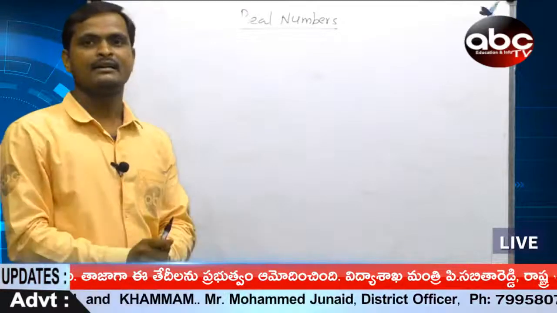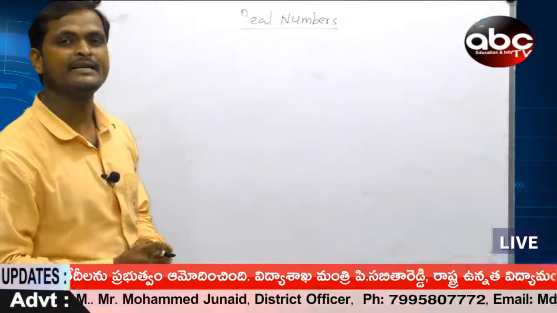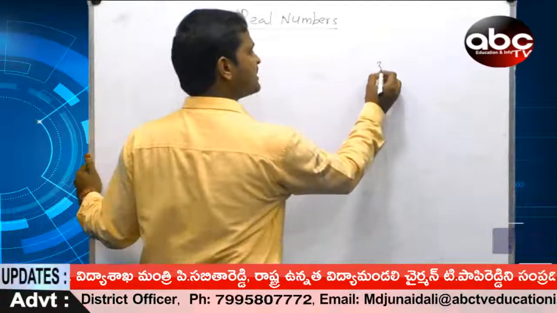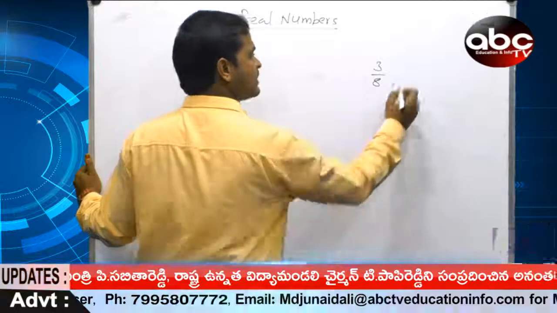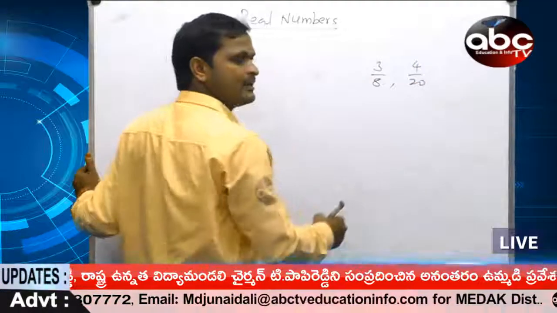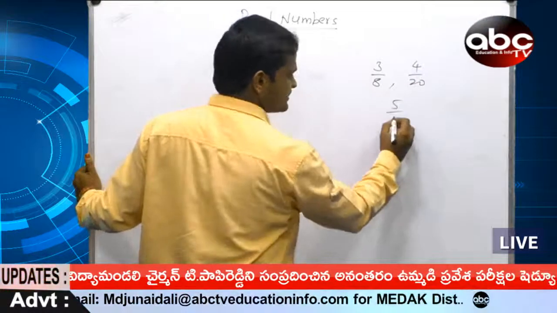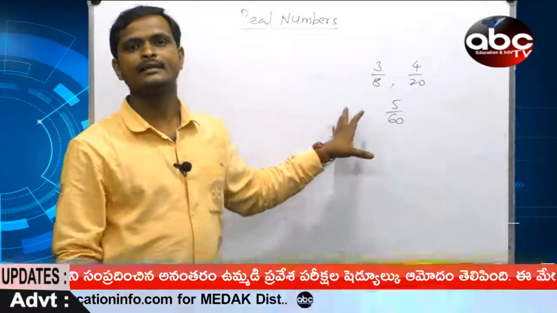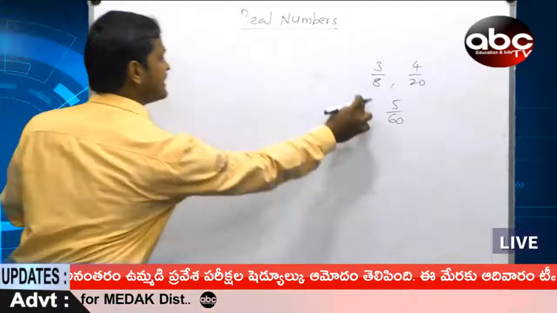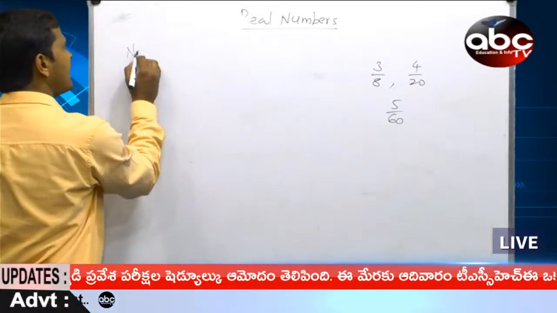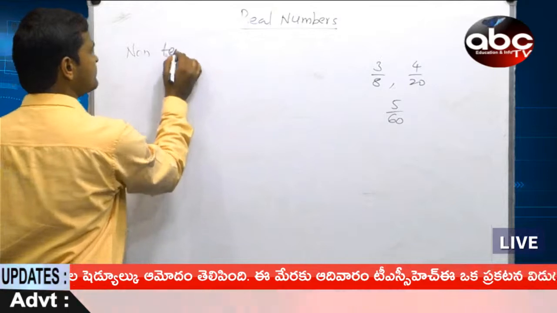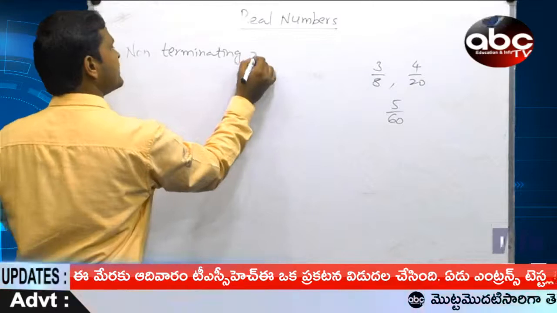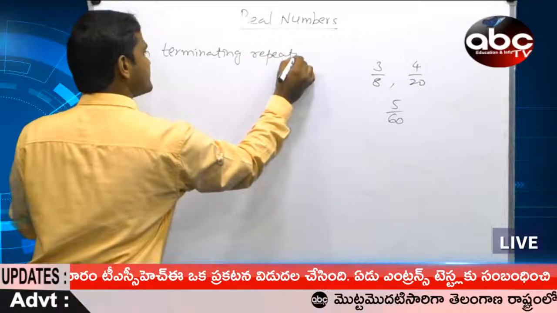Okay, students, now give some examples of terminating decimals. Very simple. Give some examples of terminating decimals. 3 by 8. Okay. 4 by 20. Okay. 5 by 60. Right. Now, non-terminating decimal. Non-terminating repeating decimal.